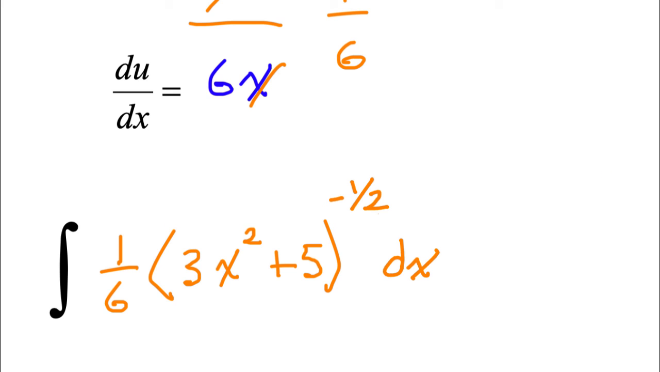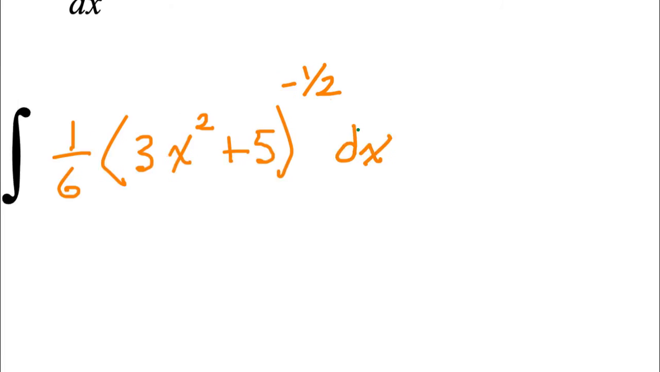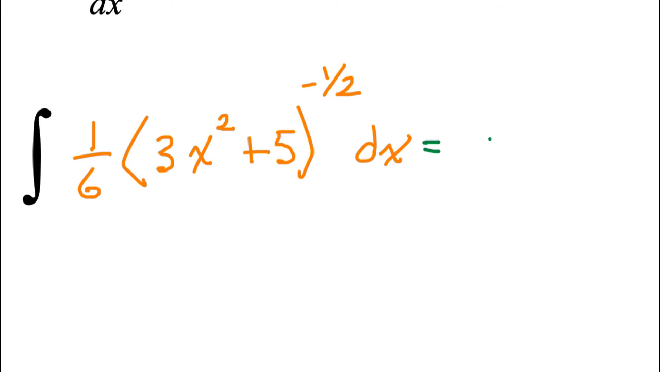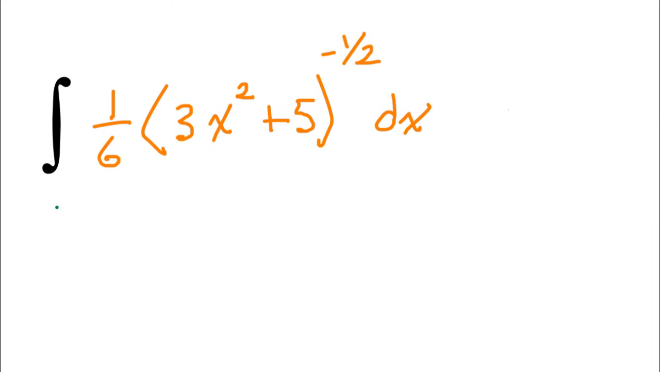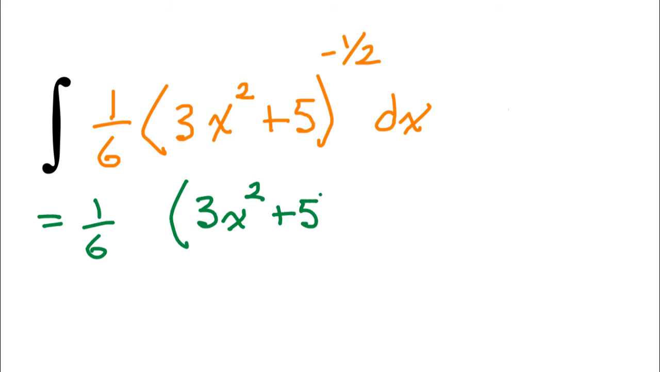Now I'm going to take the antiderivative. I still have the 1/6. I don't have room, so come down here. This is equal to 1/6, leave some space, this is 3x squared plus 5, now to the power of 1/2, because I'm adding a power to negative 1/2. And divide down. Dividing by a half is the same thing as multiplying by 2. And don't forget plus C.